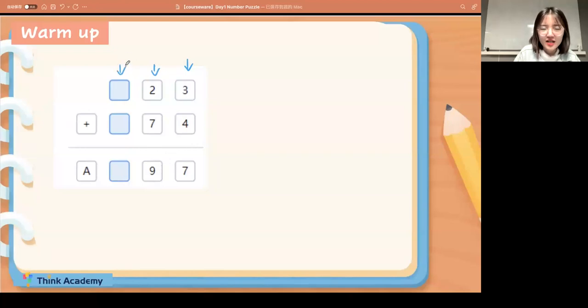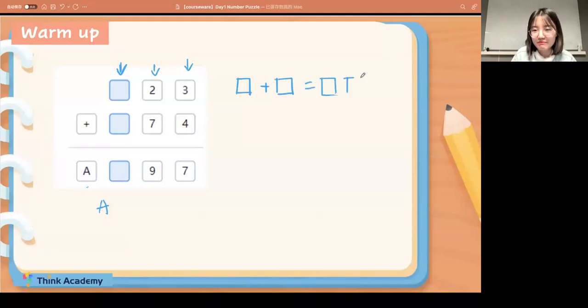But for this column, wow, there are 3 blanks. And if we include A, there are 4 blanks. So can we know the value of A? So let's think about it. Maybe we can have a try. So for the hundreds column, it means we have a one-digit number plus a one-digit number. It will equal a 2-digit number. So for the 2-digit number, if we try 1 plus 1, it will be 2.